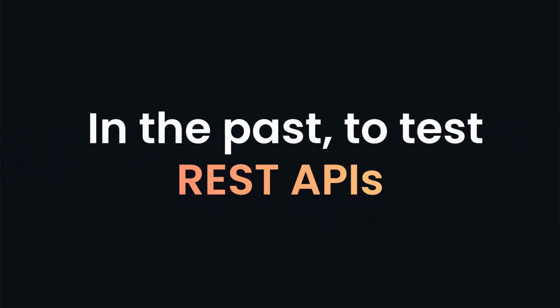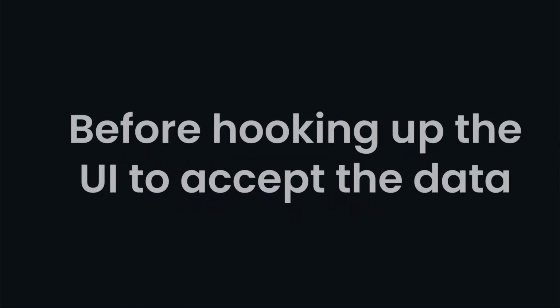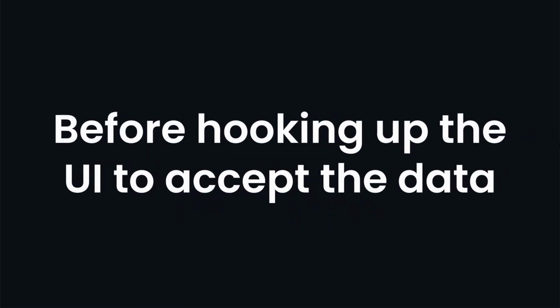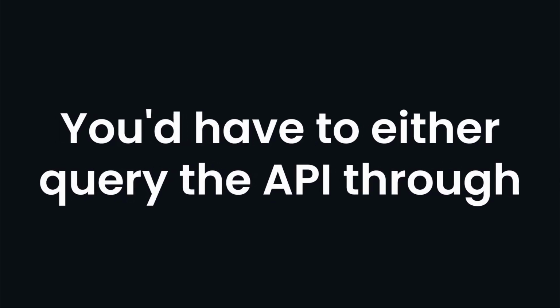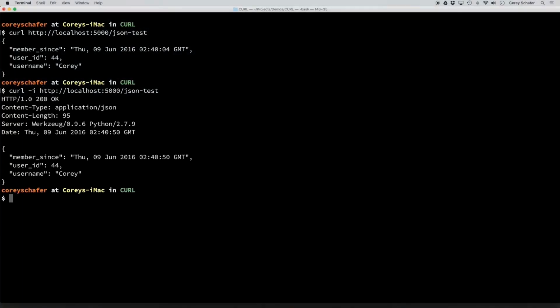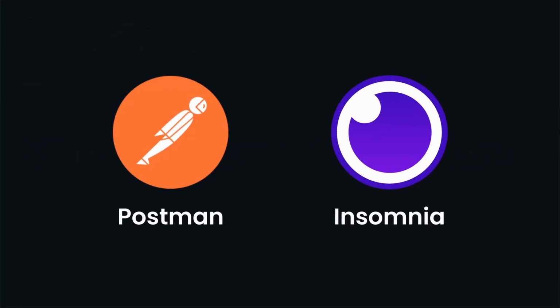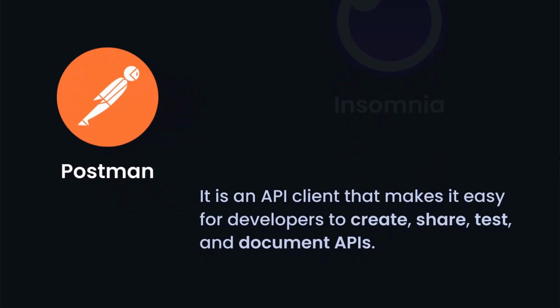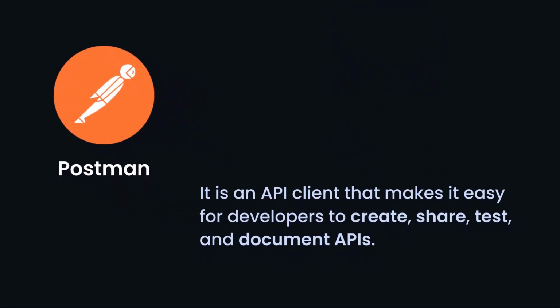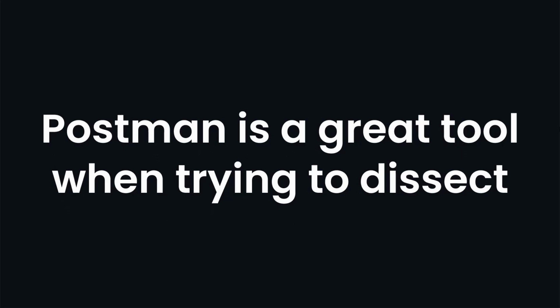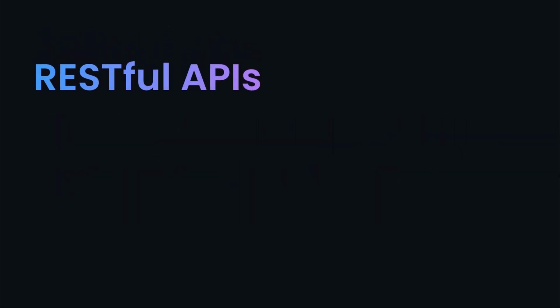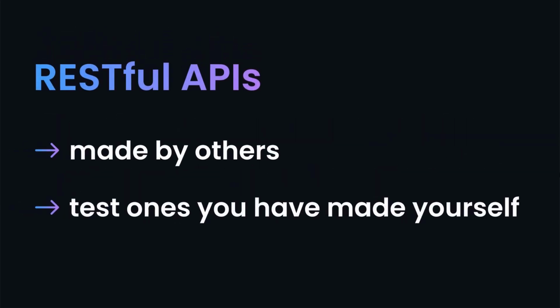In the past, to test REST APIs before hooking up the UI to accept the data, typically you'd have to either query the API through a terminal's command line or use a graphical user interface like Postman or Insomnia. If you haven't heard of Postman, it is an API client that makes it easy for developers to create, share, test, and document APIs. Postman is a great tool when trying to dissect RESTful APIs made by others, or test the ones that you have already made yourself.